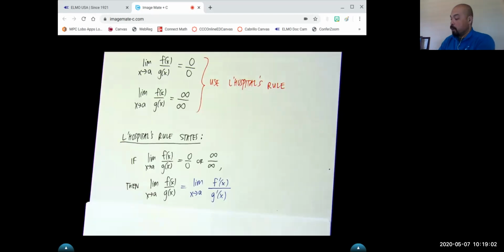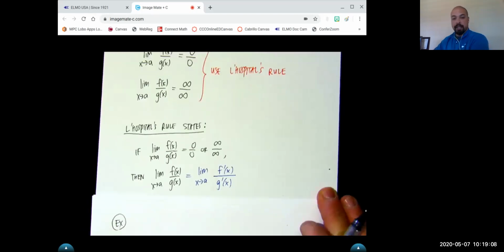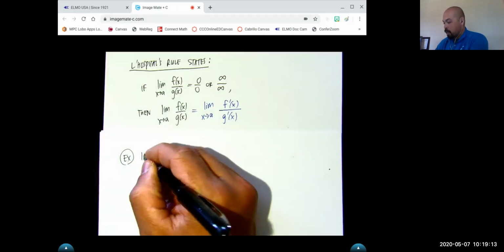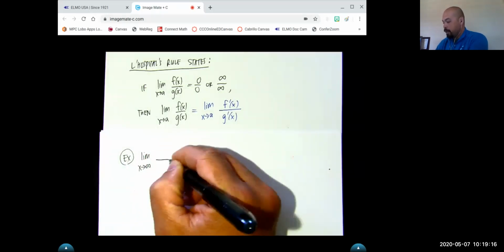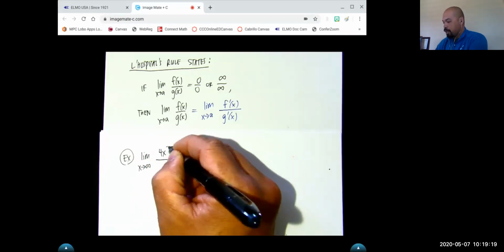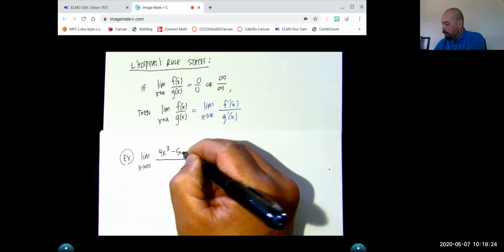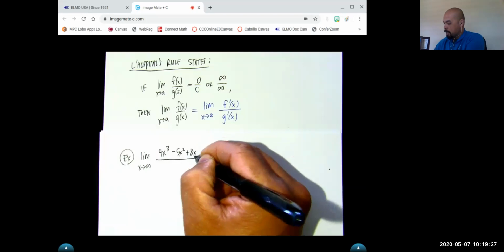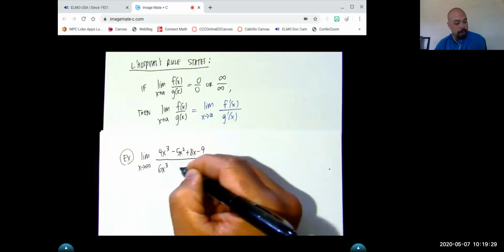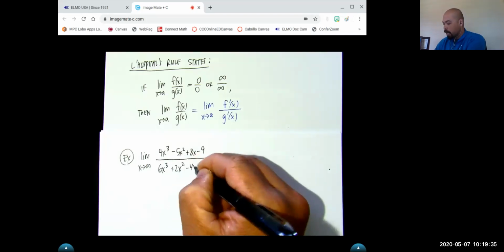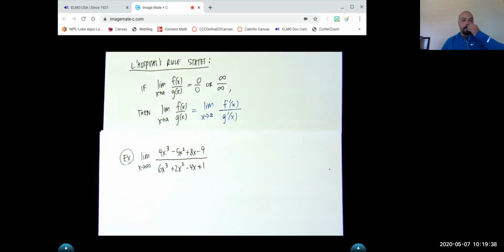So let's look at those two examples, one we've done and one we've talked about, to manage, okay? So for example, going back to that very first problem, taking that limit as x goes to infinity of that rational function, 4x cubed, let me copy down my numbers just so it looks the same, minus 5x squared plus 8x minus 9 over 6x cubed plus 2x squared minus 4x plus 1. All right, so this first one is even going to be a little bit longer. Not longer, but interesting, I'll say.